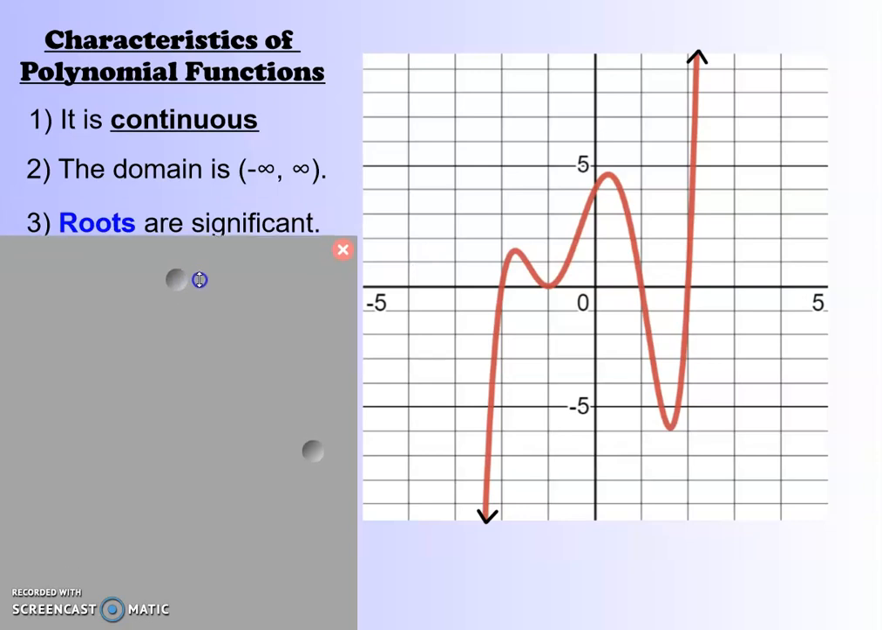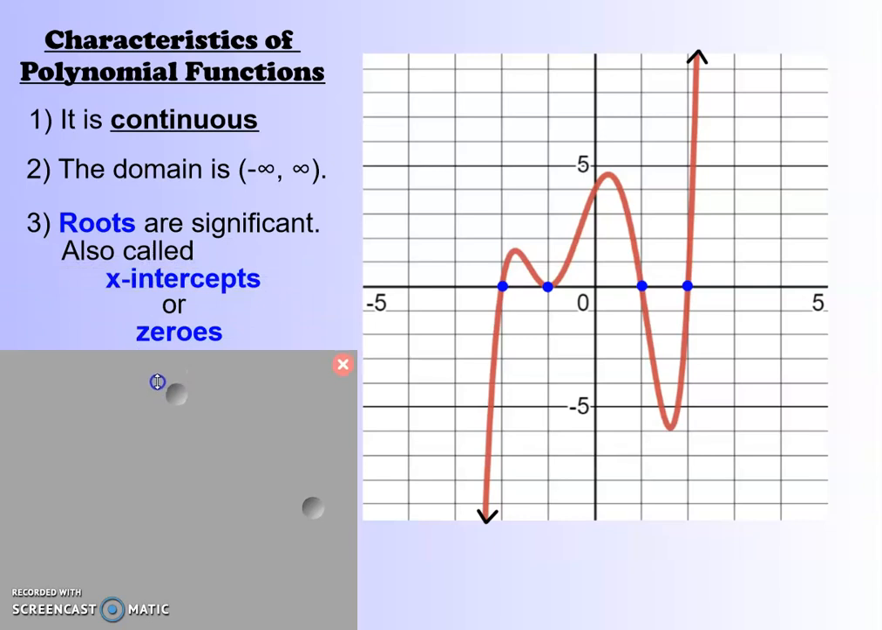Roots are very significant in this graph. The roots, and we've seen that word roots before when we're talking about parabolas. The roots, where the graph crosses the x-axis, you can see that I have roots. I have 4 roots here in this graph. Those points where the graph crosses the x-axis, roots are also called x-intercepts.